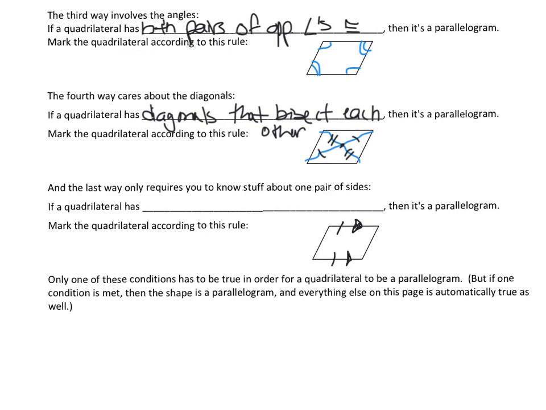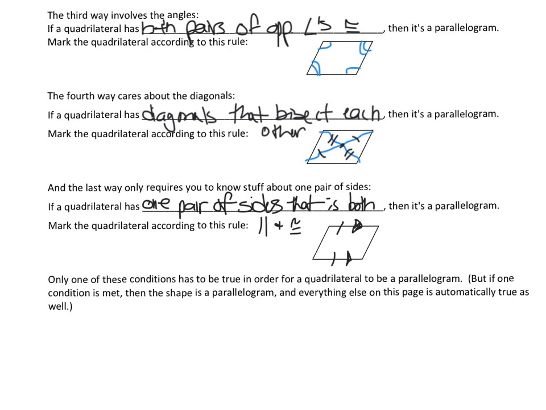That same side that is parallel, if those are also congruent, that means I have a parallelogram. I don't need to know anything about my other sides. So if a quadrilateral has one pair of sides that is both parallel and congruent, then I know I have a parallelogram. So that's kind of a new one that we haven't really talked about before.